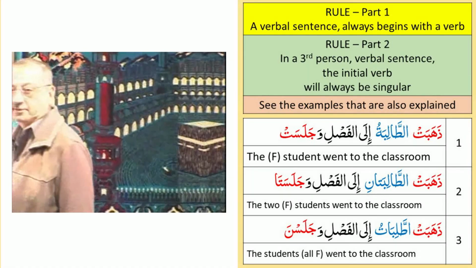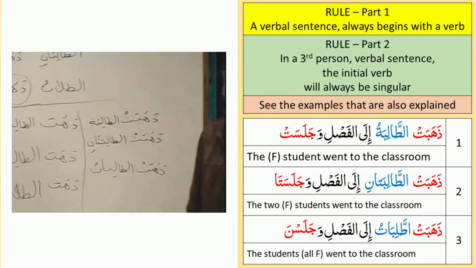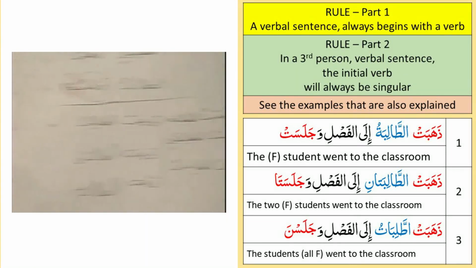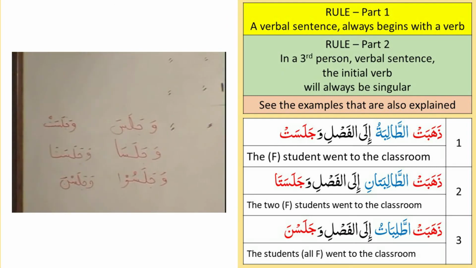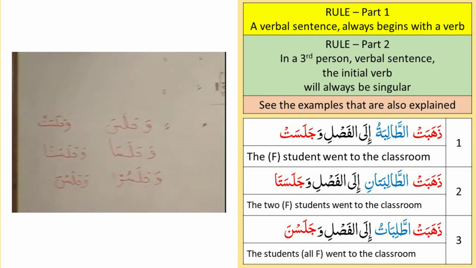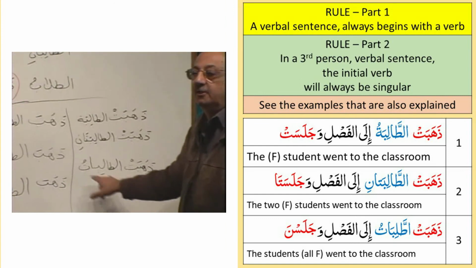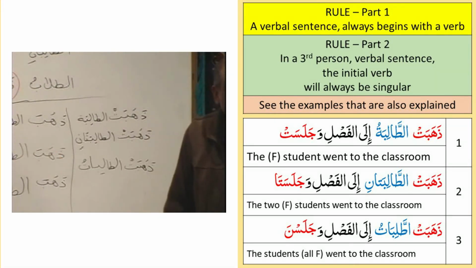ذهبت طالبة. So it's a singular. So you say jalasat. Okay? Now you say ذهبت طالبتان. And then now you will look at this and you say jalasata. Now you say ذهبت singular muannas. ذهبت الطالبات, and then you will look at this and use the word jalasna.